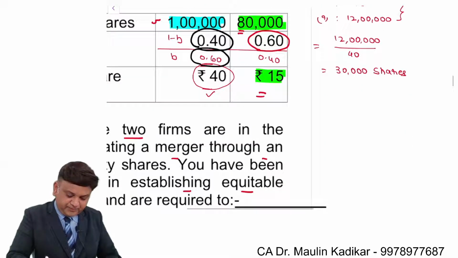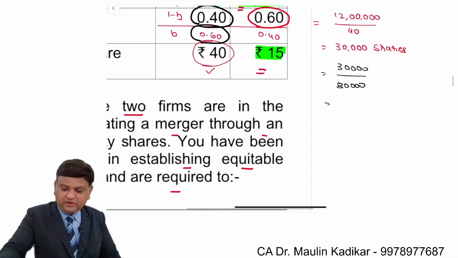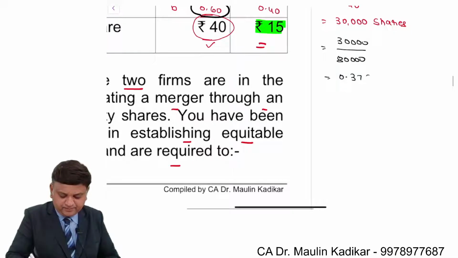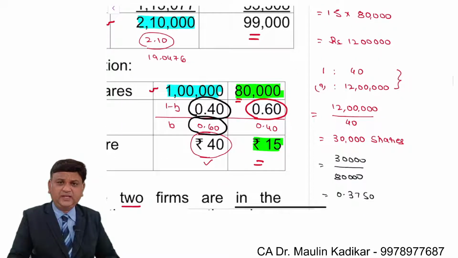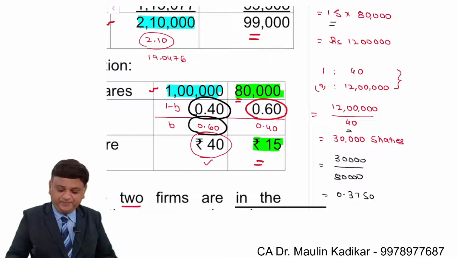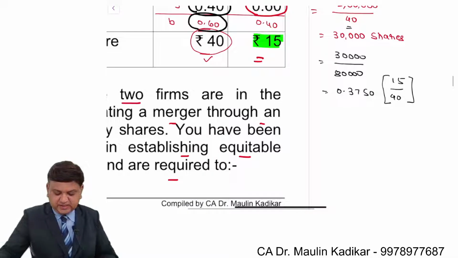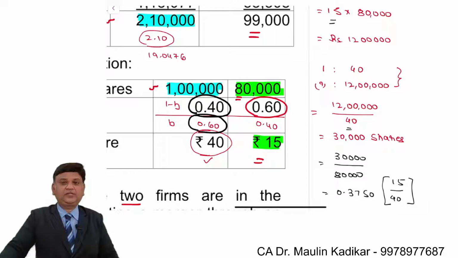Listen carefully. Issuing 30,000 shares against 80,000 shares means the target company will not accept any exchange ratio which is less than 0.375. And this answer can also be calculated by simply taking into account the market price of the equity share of both the companies before merger, that is MPS of the target company upon MPS of the acquiring company. This is the minimum exchange ratio which the target company requires in the acquisition process.